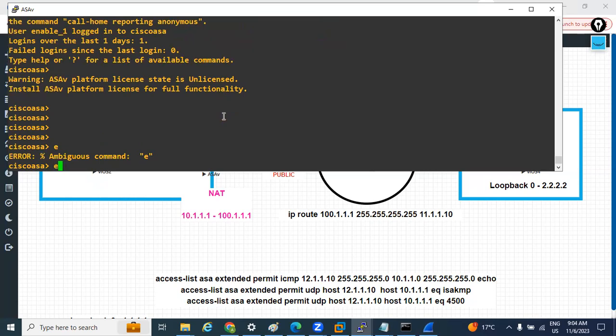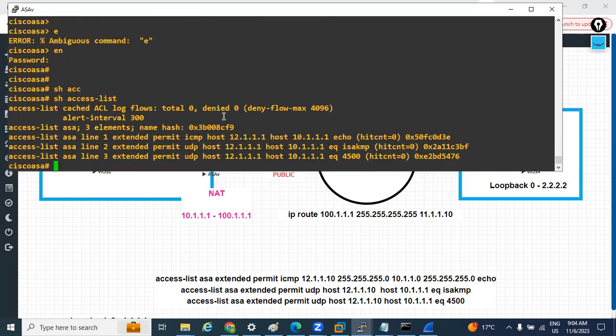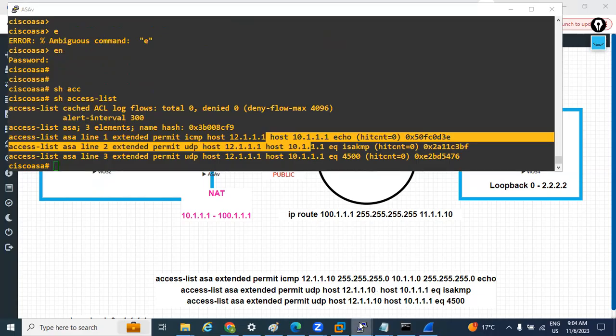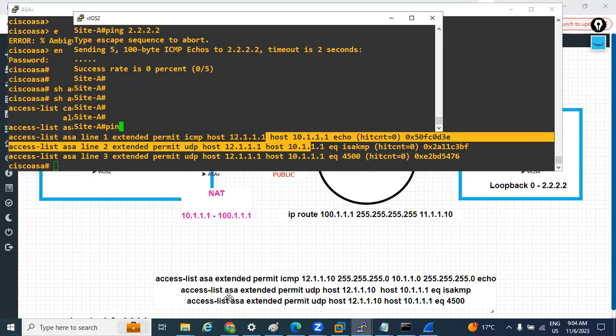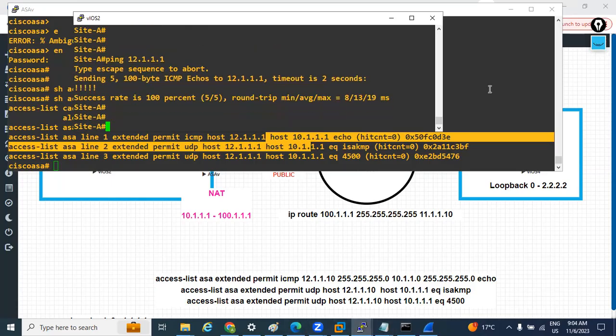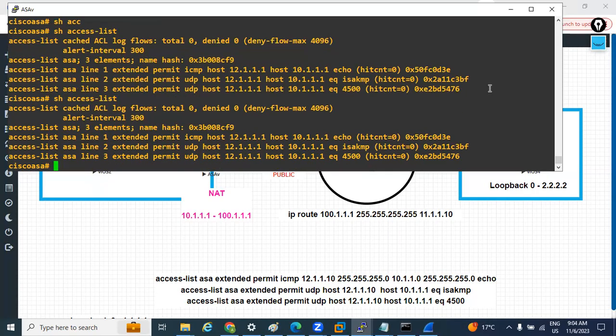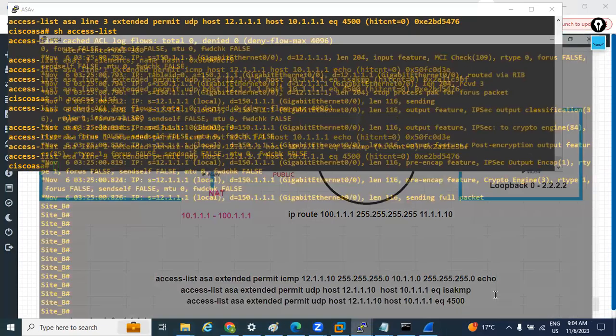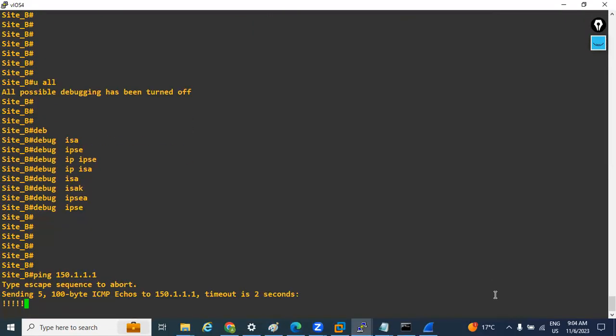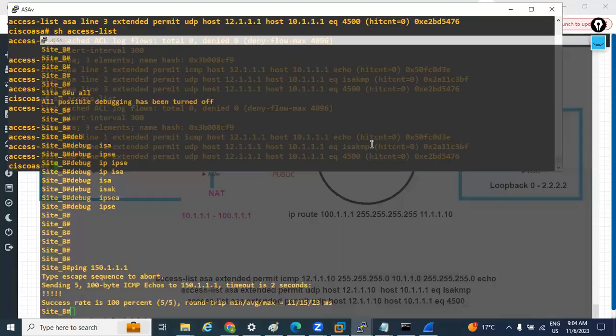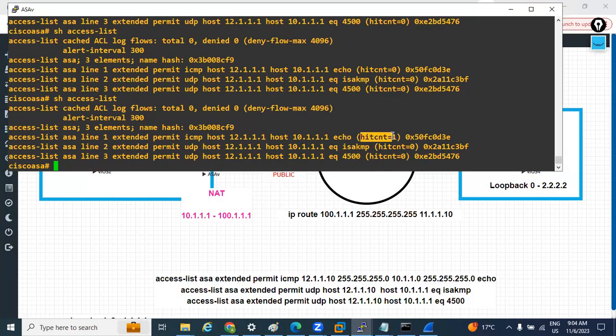Okay, guys, now let me take it out. Show access list here. All clear. Let me just try to ping with 12.1.1.1. That's fine. The ACL is working. Now why are the ACL hit counts not increasing? Okay, and from outside, if I try to ping 150.1.1.1, I am able to ping, and the hit count is increasing. So guys, there is no problem with your ACL.